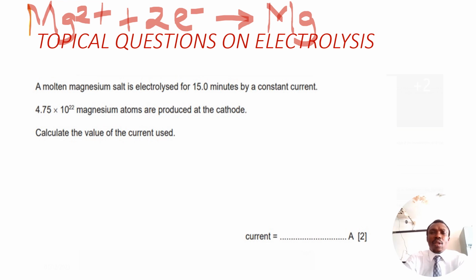Now from Faraday's laws of electrolysis, 1 mole of electrons is required to discharge 1 mole of an atom or an element. And 1 mole of electrons is equal to 1 faraday, and 1 faraday is equal to 96,500 coulombs. So from our equation, 2 moles of electrons are required to discharge 1 mole of magnesium atoms.